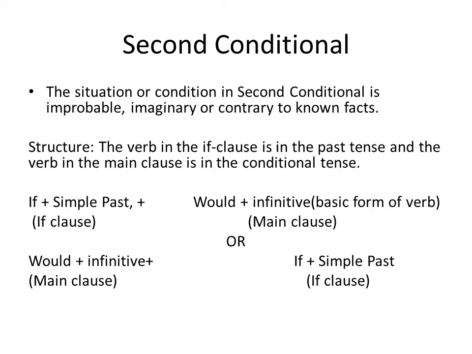Second conditional. The situation or condition in second conditional is improbable, imaginary, or contrary to known facts. Let's see the structure of second conditional. The verb in the if clause is in the past tense and the verb in the main clause is in the conditional tense. In the if clause, we have simple past and in the main clause we have would plus infinitive, that is verb's basic form.